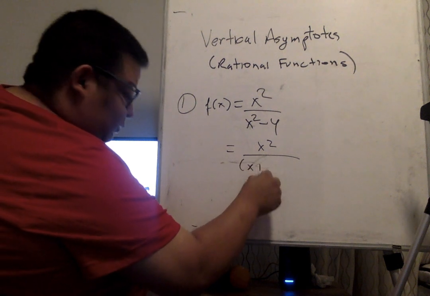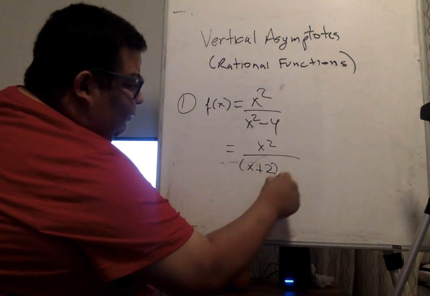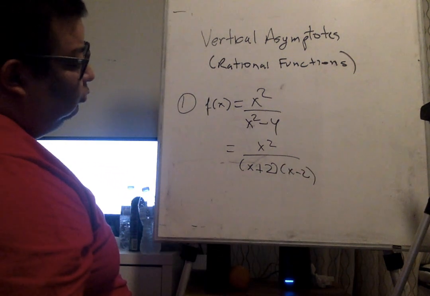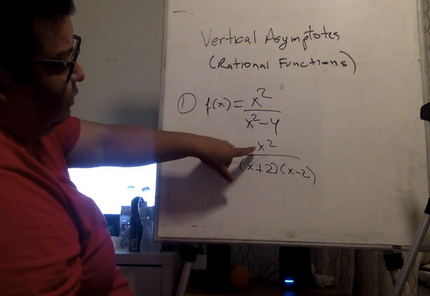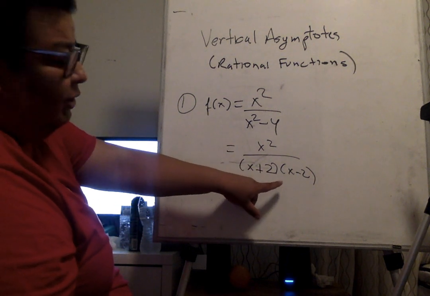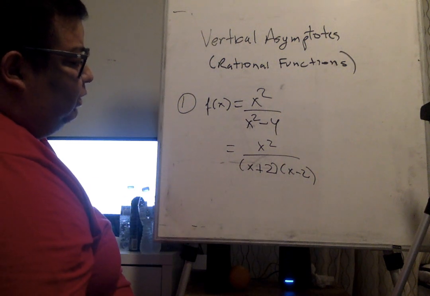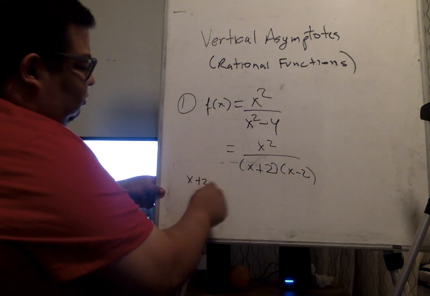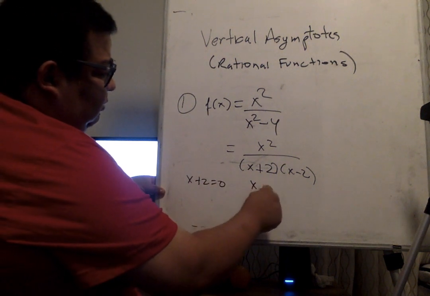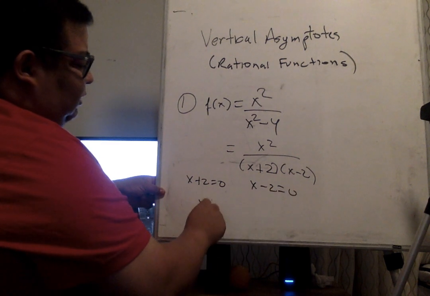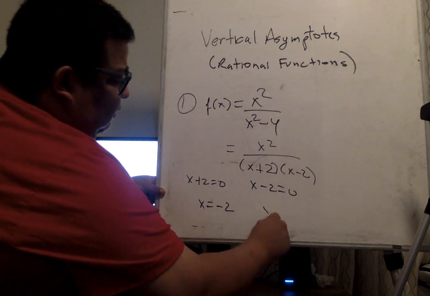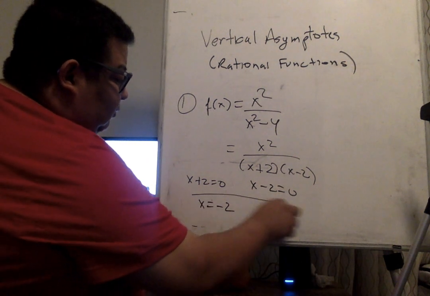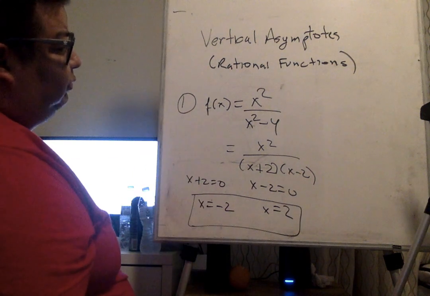We do x plus 2, x minus 2. Notice I cannot cancel x squared with any of these parentheses, so what I would suggest is that we leave it like that and we set the denominator equal to 0. So we have x plus 2 equals 0 and x minus 2 equals 0. So x equals negative 2 and x equals 2. So those are your vertical asymptotes for this function.